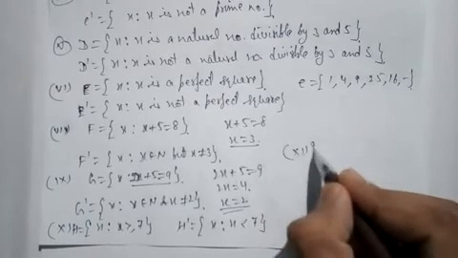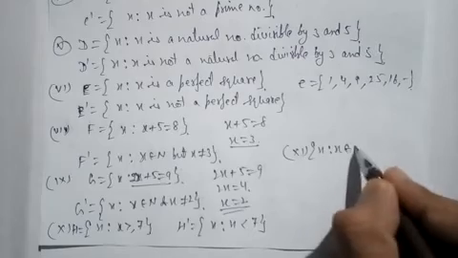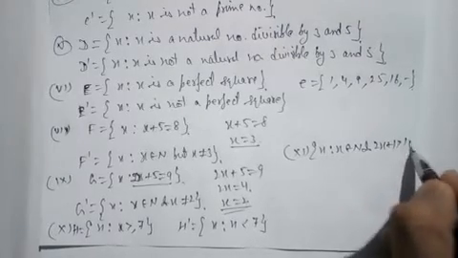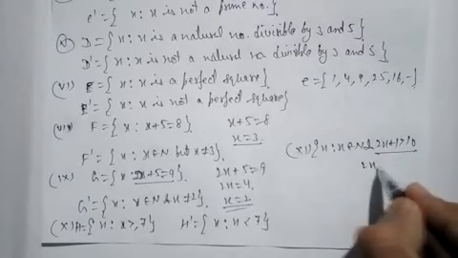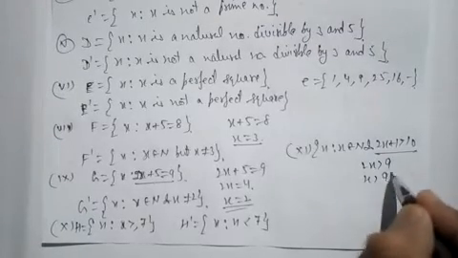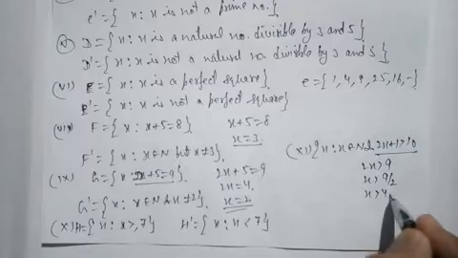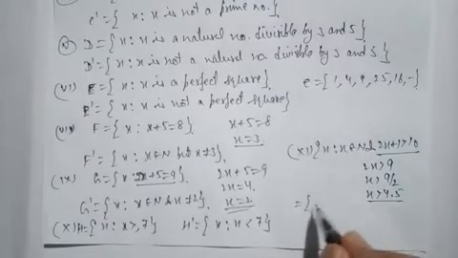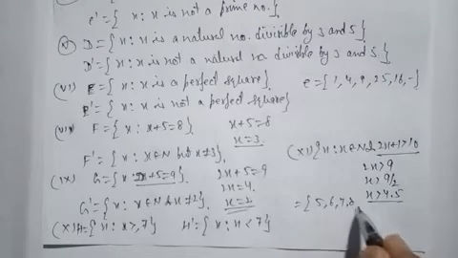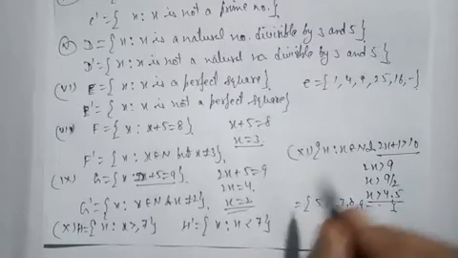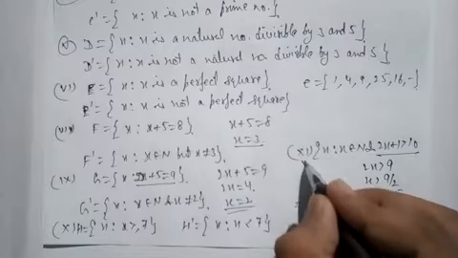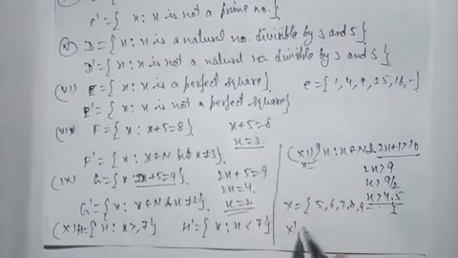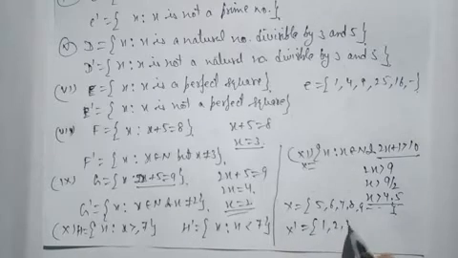11th, x such that x belongs to N and 2x plus 1 greater than 10. So find the value of x. 2x greater than 9, x greater than 9 by 2, means x greater than 4.5. Means this set contains elements 5, 6, 7, 8, 9 like that. So its complement, let this be set X, so X complement is 1, 2, 3, 4.